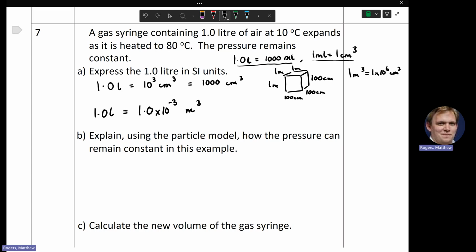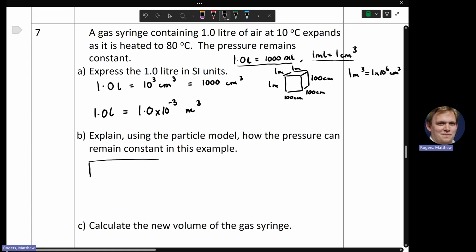B, explain using the particle model how the pressure can remain constant in this example. So this is a relatively complicated idea. I'm going to draw a little diagram to help us in this case. Initially, my cylinder's at a low temperature and is relatively small. And then we heat it up, same cylinder, and it expands outwards slightly. So the plunger's expanded outwards at a high temperature.